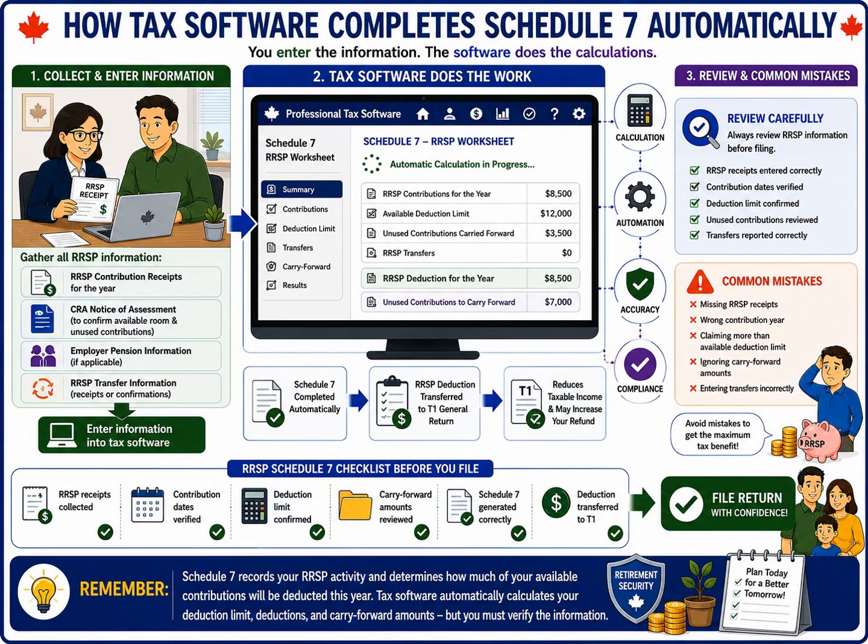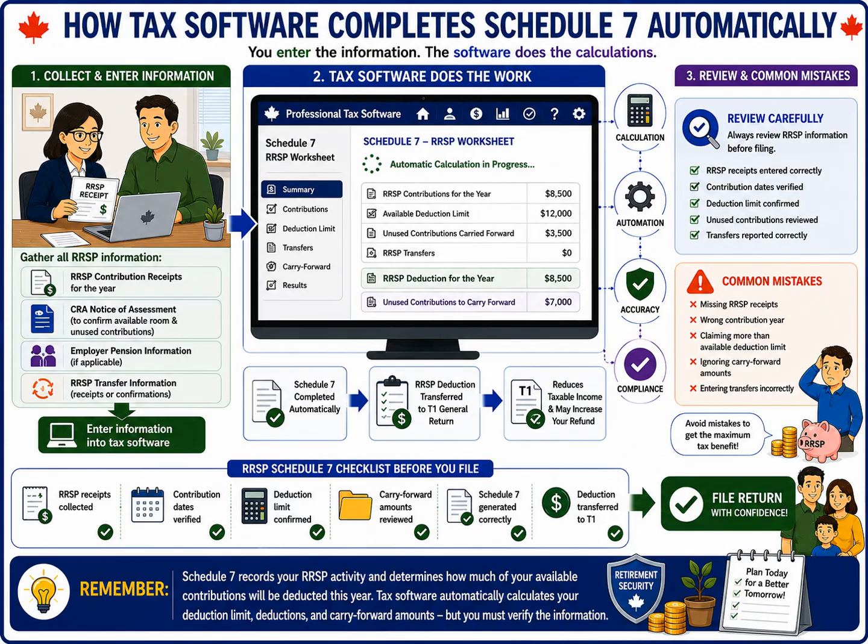This is where Schedule 7 is created automatically. The software records all RRSP contributions, determines the available deduction limit, identifies any unused contributions from previous years, processes eligible transfers, and calculates how much of the available contributions will be deducted for the current tax year. Once these calculations are complete, the RRSP deduction is automatically transferred to the taxpayer's T1 general return.